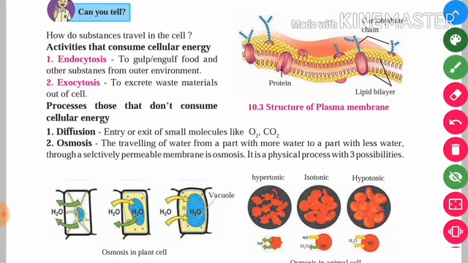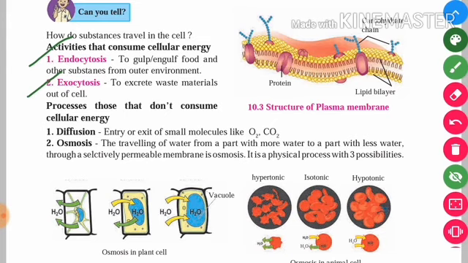Okay, how do substances travel in the cell? Okay, so there are two main methods. First one is the endocytosis method, and second one is the exocytosis method. So what is endocytosis? Endocytosis means to gulp and engulf the food and the other substances from the outer environment.